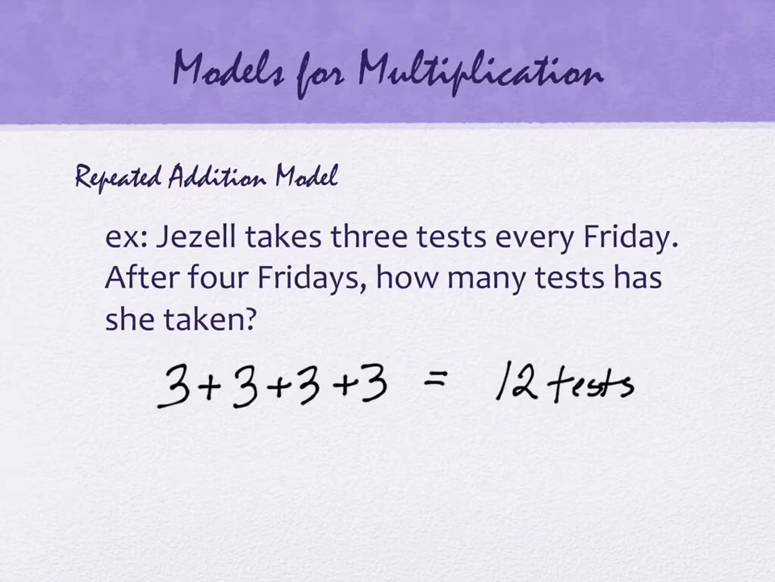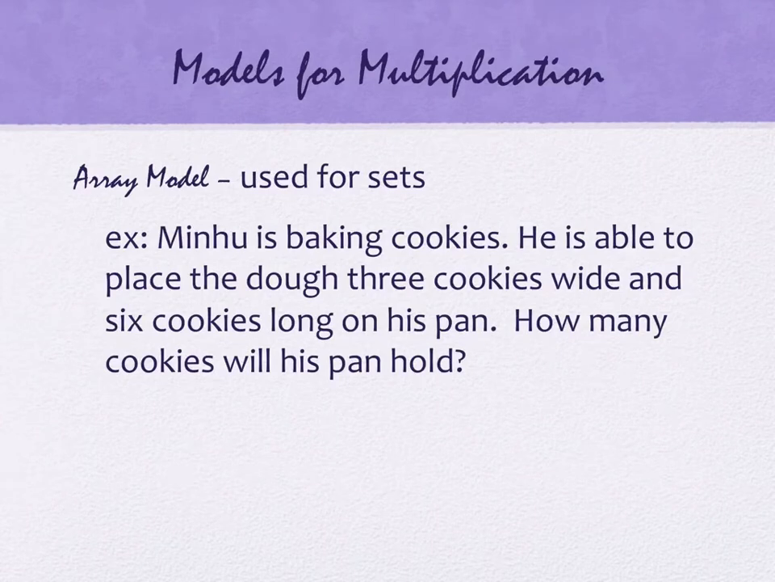An array model, used for sets as well. Here would be an example. Minhyu is baking cookies. He is able to place the dough 3 cookies wide and 6 cookies long on his pan. How many cookies will his pan hold? The imagery here is very different than the repeated 3 tests every Friday we had before. Very different. It's the same question, it's multiplication, but it's done from a different perspective.